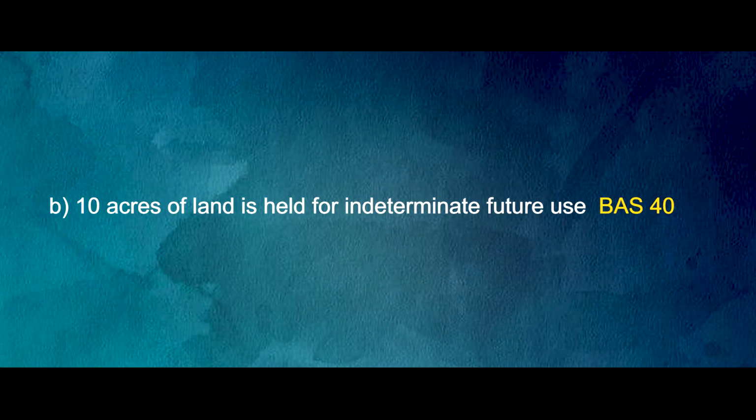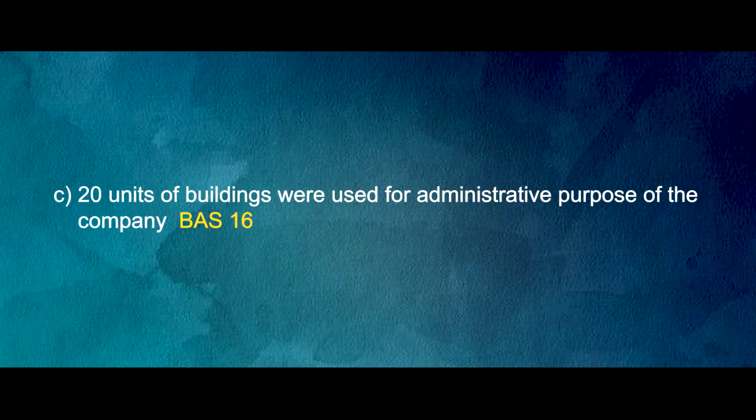Second one is 10 acres of land being held for indeterminate future use. Indeterminate here means the business entity is not sure for what purpose they are going to use this property in future. So this time we have to treat that particular land as investment property, which falls under BAS 40. Third one is 20 units of buildings that were used for administrative purposes of the company. Here again, the company themselves is using that building for their administrative purposes.